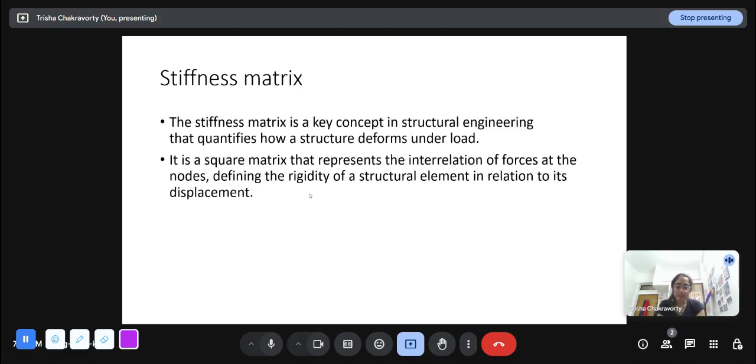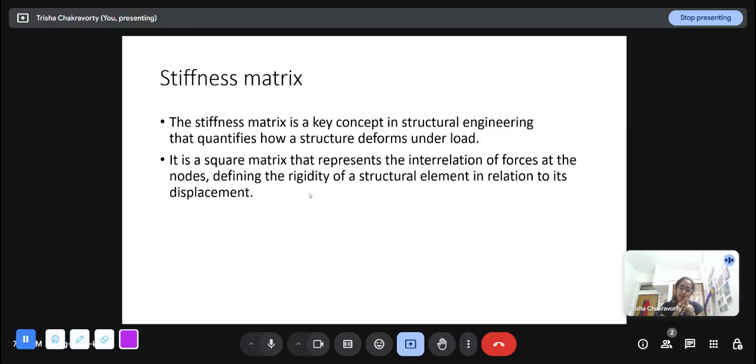And the stiffness matrix is a key concept in structural engineering that quantifies how a structure deforms under load. It is basically the connection between load and deformation. So far, when we have studied the BMD, SFD, or method of sections, method of joints, we have seen how the forces and stresses are developed in my members, in my structures. And then we moved on to unit load method, or method of consistent deformations, or the elastic curve method, moment area method, conjugate beam method. What we were doing there, we were finding out the displacements.